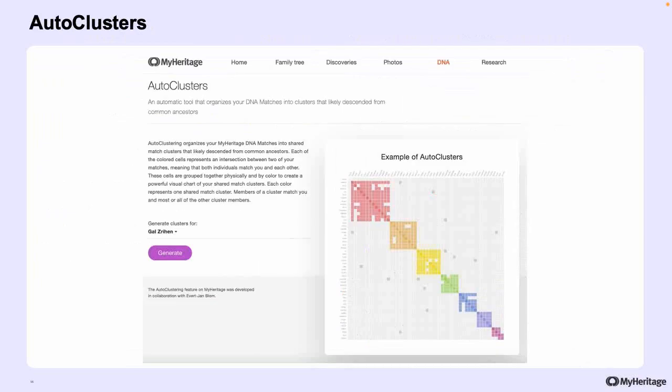So once you click on the autocluster tool, you just need to choose for which DNA kit you want to generate the tool, in case you manage more than one kit. And then just click on generate. And once you do that, you will receive an email from MyHeritage with a file of the autocluster in it.